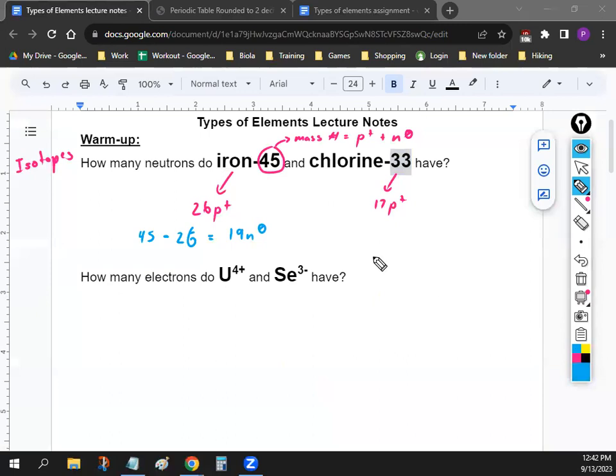So in order to find neutrons, all we got to do is the mass number, 33 minus 17, and that should give you 16 neutrons, and that'll be your answer. Okay. So those will be the two answers for the first problem.